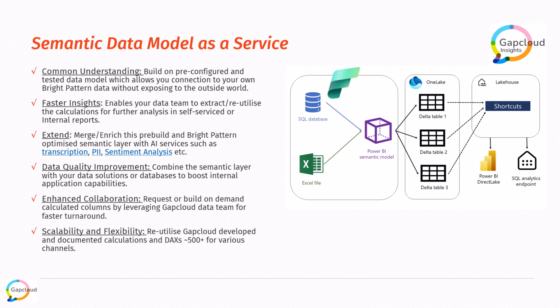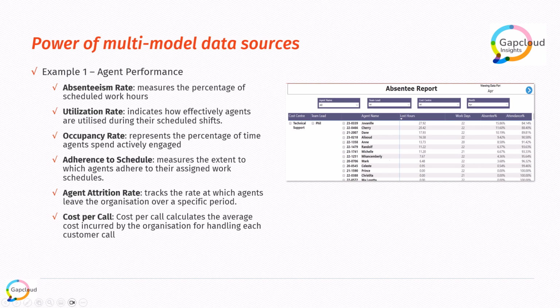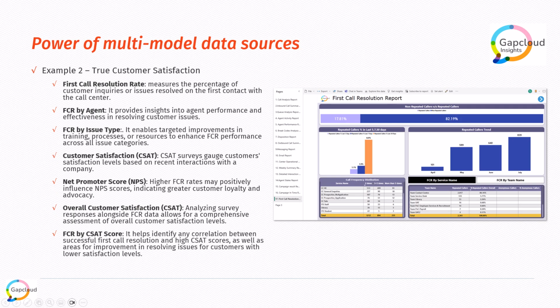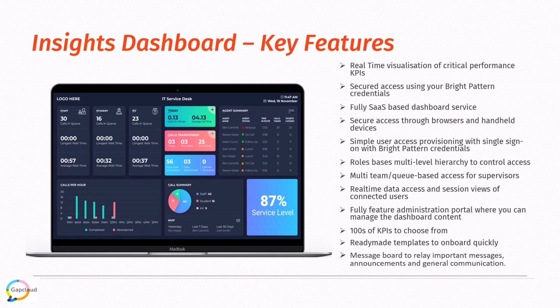Along with reporting, Gapcloud also helps customers to access our BI semantic model and associated clean data. That allows them to enrich and extend the reach of call reporting data into other parts of the business. Here are just a few examples where agent performance data, once merged with other data sources, can be used to find occupancy, agent attrition, cost per call, etc. Here are additional use cases where our customers have leveraged the data to build advanced scoreboards focused on customer satisfaction and first call resolution. Now let's dive into the dashboard and explore its features.